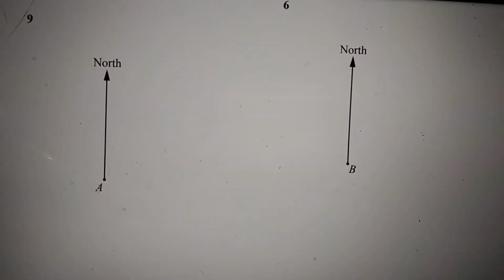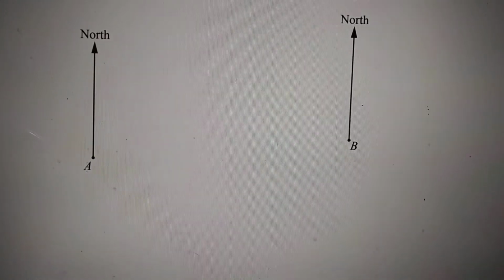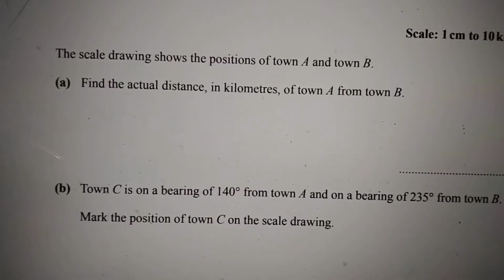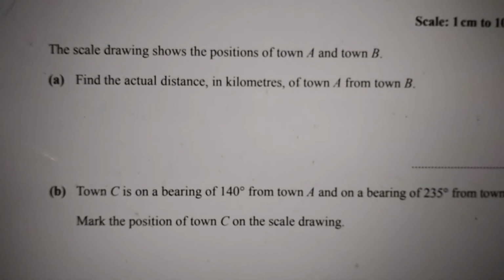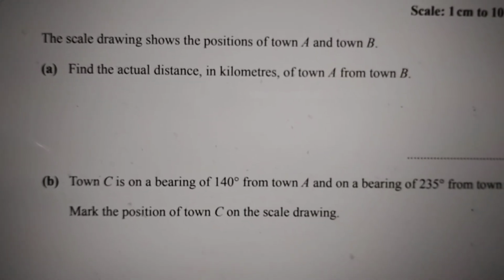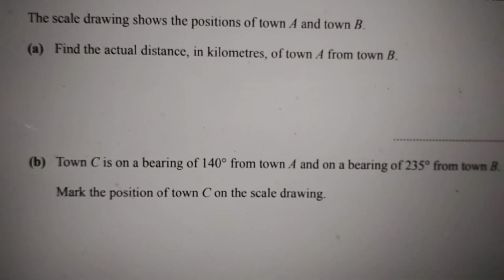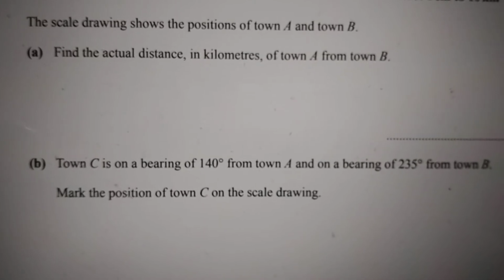Question number 9 is related to bearings and construction. North is given at 2 points, which are A and B. The scale they have used for the construction is 1 centimeter to 10 kilometers. The scale drawing shows the position of towns A and B. Find the actual distance in kilometers of town A from town B. So you have to measure the distance between A and B.